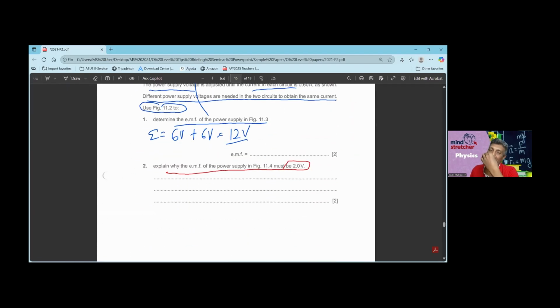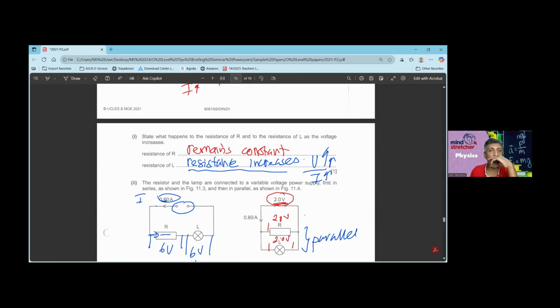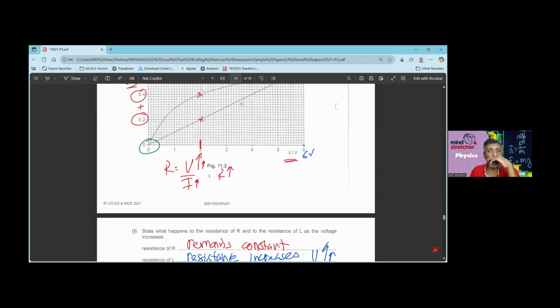So 2 volts. So you can say that when the EMF of the power supply is 2 volts, the current in R is 0.2. Okay, look at it, 0.2 ampere.